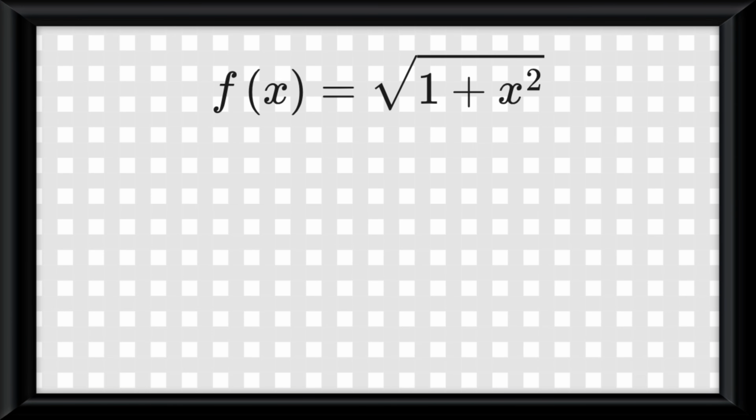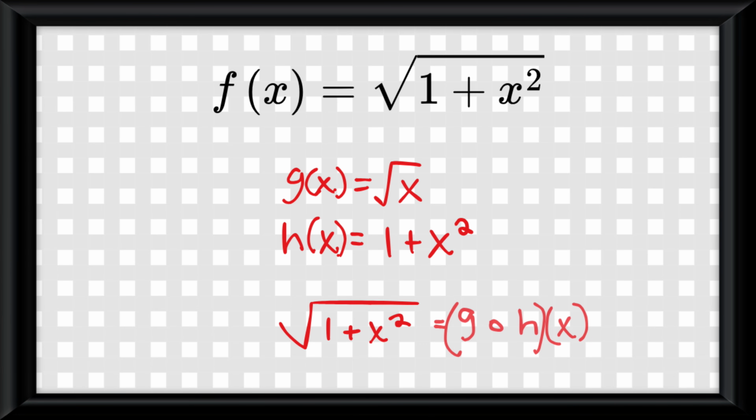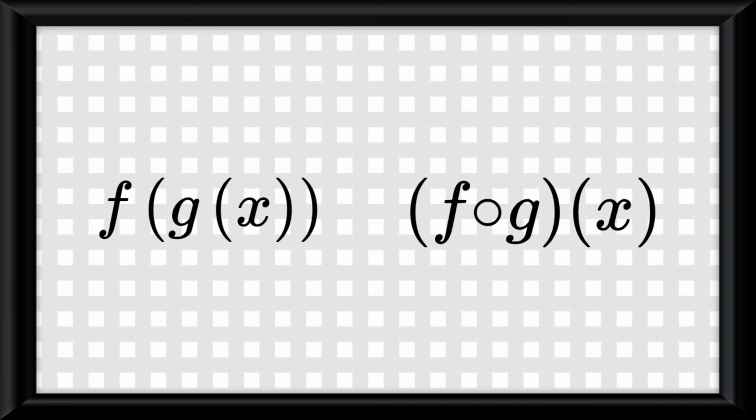Say you had a random function like f of x equals the square root of 1 plus x squared. Remember that you can break this down into two functions, and the original function would now become the result of g of h of x. So keep that in mind. Also, just so you know, this is the same as this. Just don't get confused.